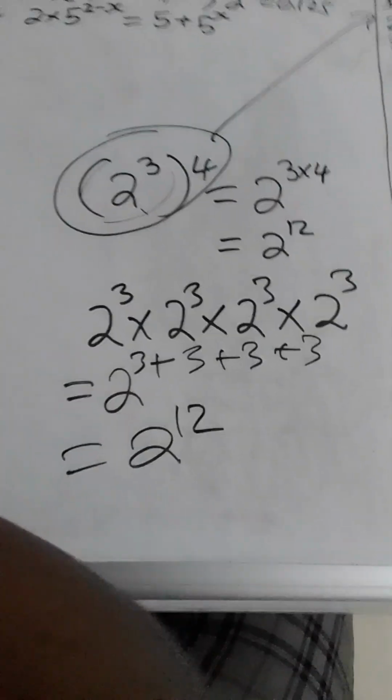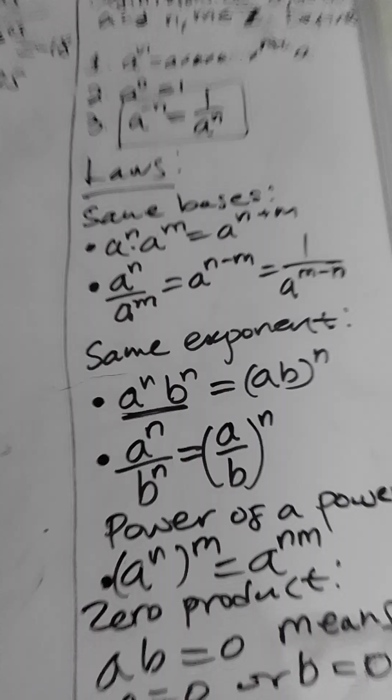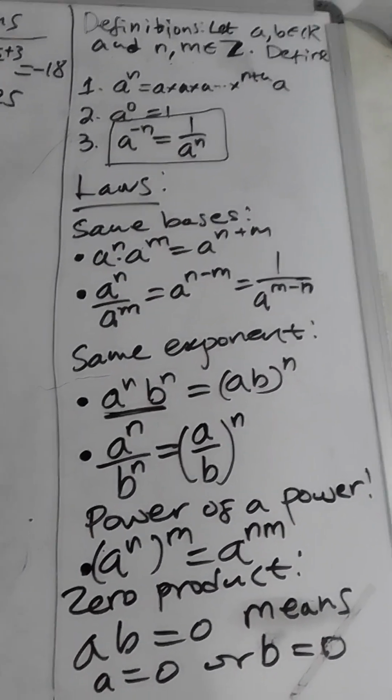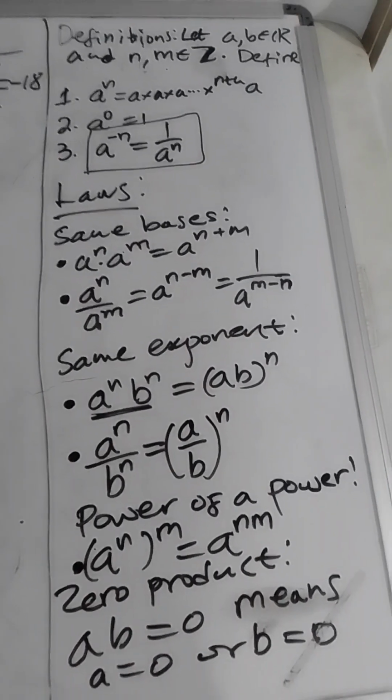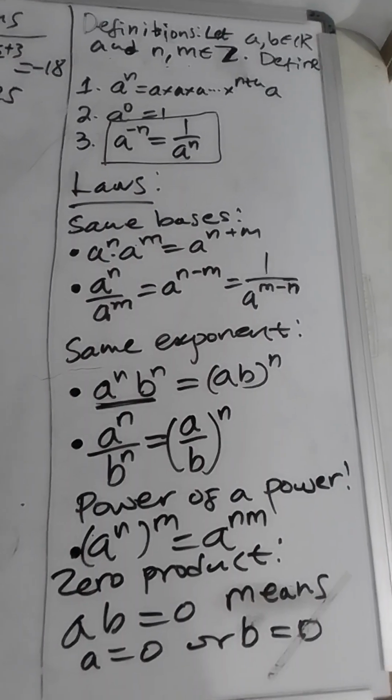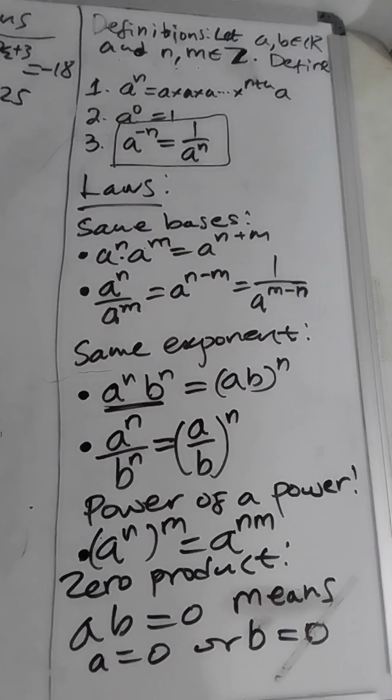So the laws cannot contradict each other at all in the definitions, because they were created or crafted carefully. All right, so now that we have gone through the definitions and laws of exponents, we are ready to solve for x in exponential equations, or to solve exponential equations.